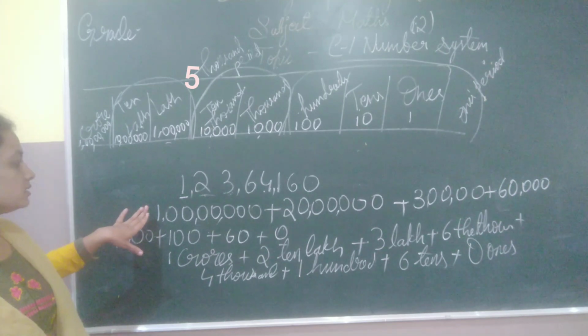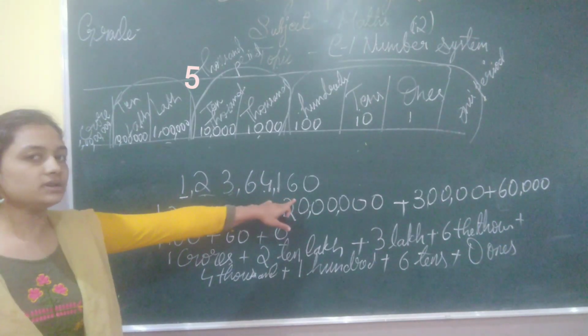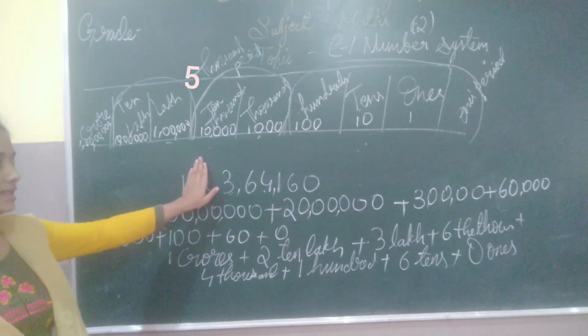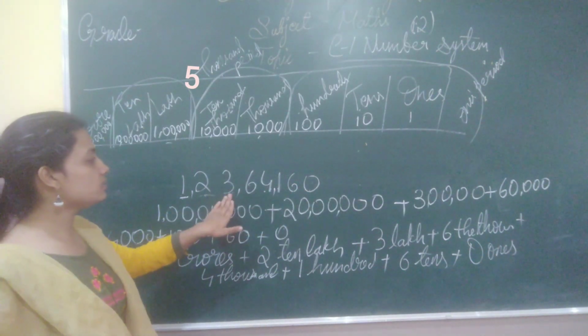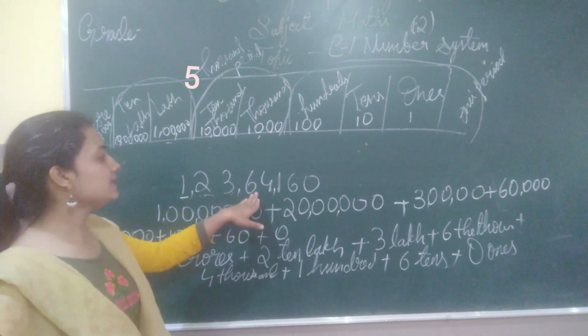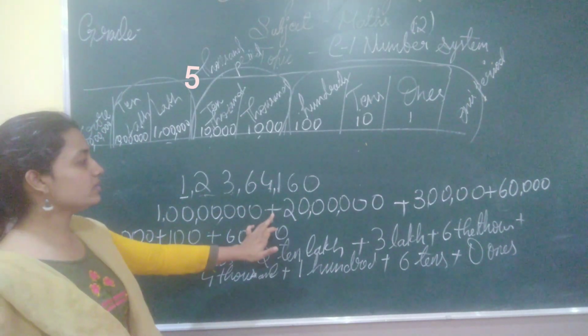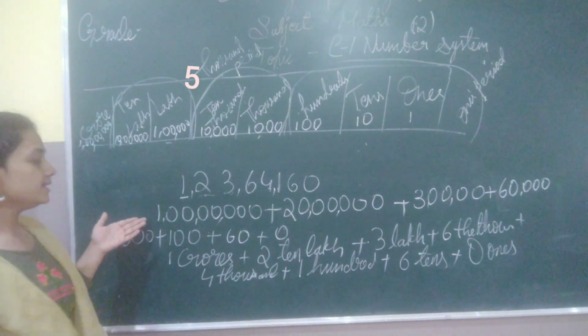I'll repeat again. For expanding, you just take the number and count how many numbers are after it. You will write so many zeros. After one number, go to the next number. Write that number with the number of zeros. Next number with the number of zeros. Same thing you will do for all with the plus sign in between each number. This is writing in numbers.